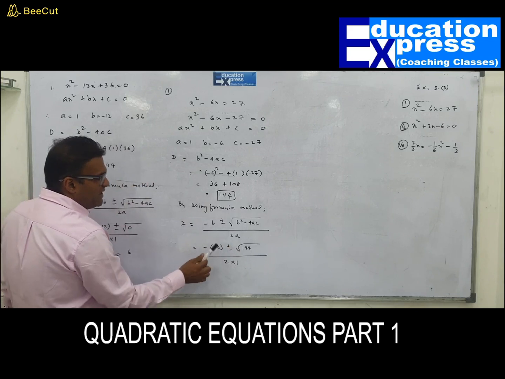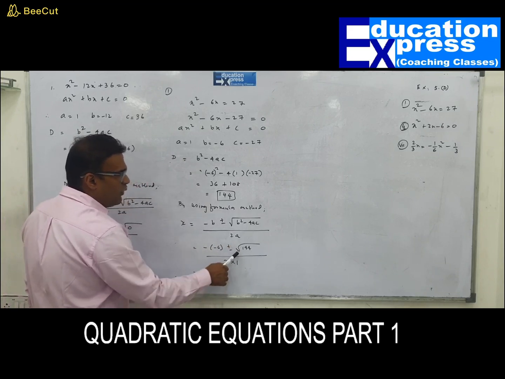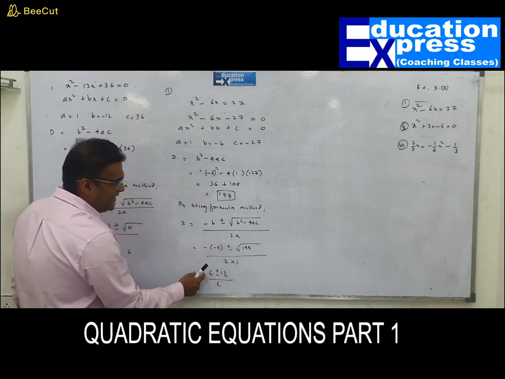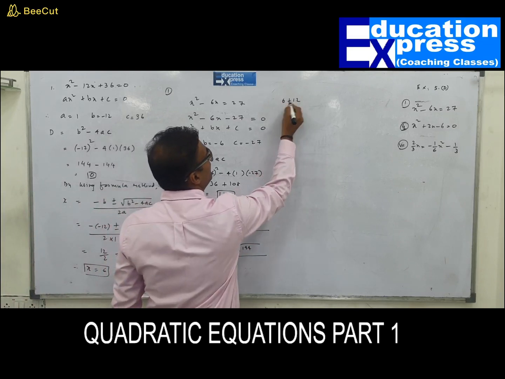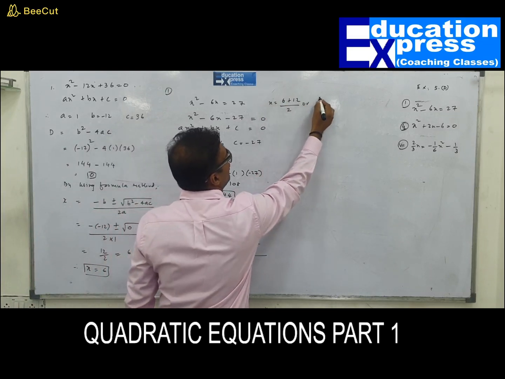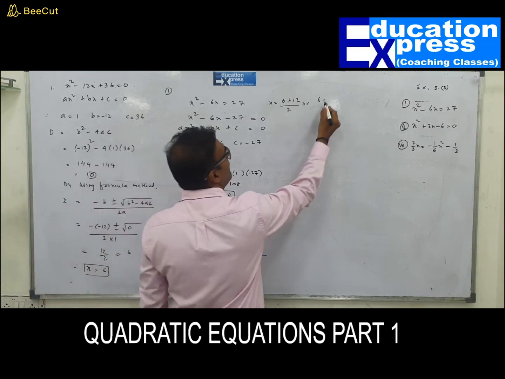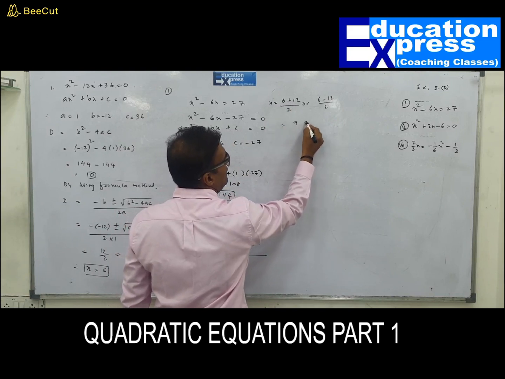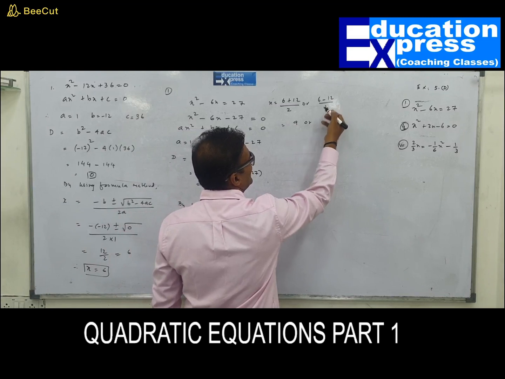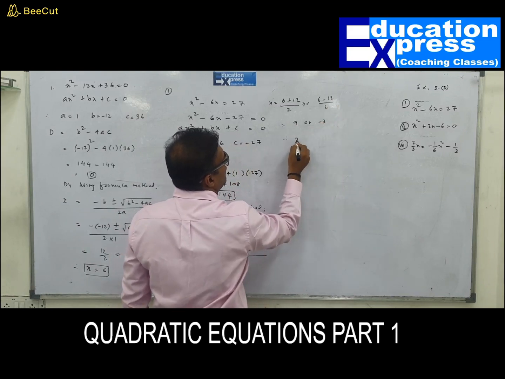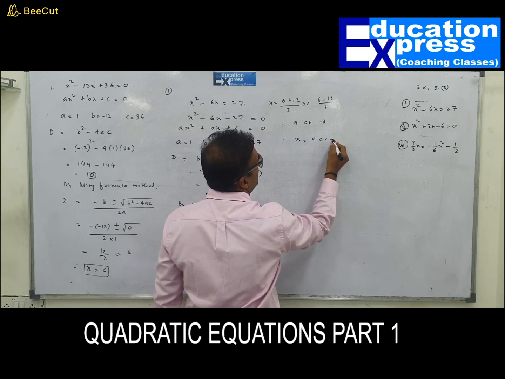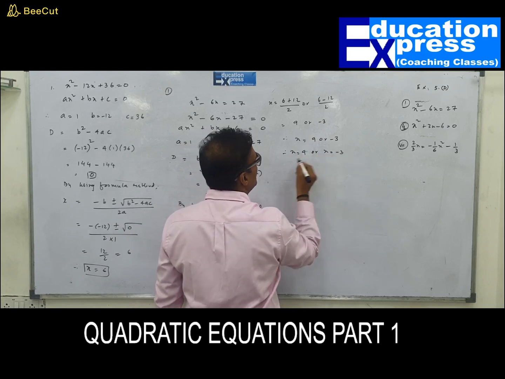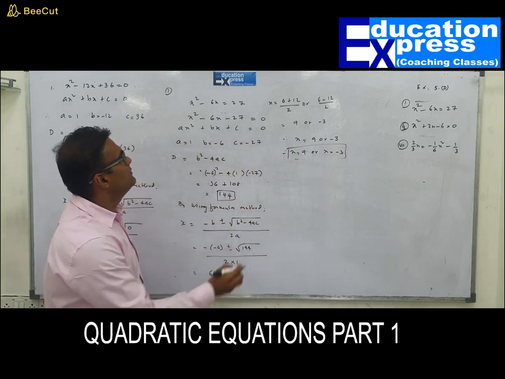So can I say minus minus becomes plus, that is 6 plus or minus. What is the square root of 144? 12. 12 upon 2. 6 plus 12 upon 2 or 6 minus 12 upon 2. 6 plus 12, 18. 18 upon 2, 9. 6 minus 12, minus 6. Minus 6 upon 2, minus 3. Therefore, x equals to 9 or minus 3. Therefore, x equals to 9 or x equals to minus 3 is the solution to the given equation.